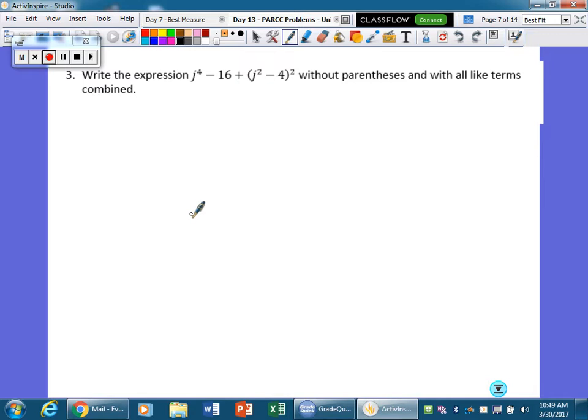All right, here's number 3. It says write the expression j to the fourth minus 16 plus the quantity j squared minus 14 squared without parentheses and with all like terms combined. Okay, so the first thing that I see is this parenthesis and we need to get rid of it. Remember what the squared means. It doesn't mean just square each part. It means we have to write it twice.